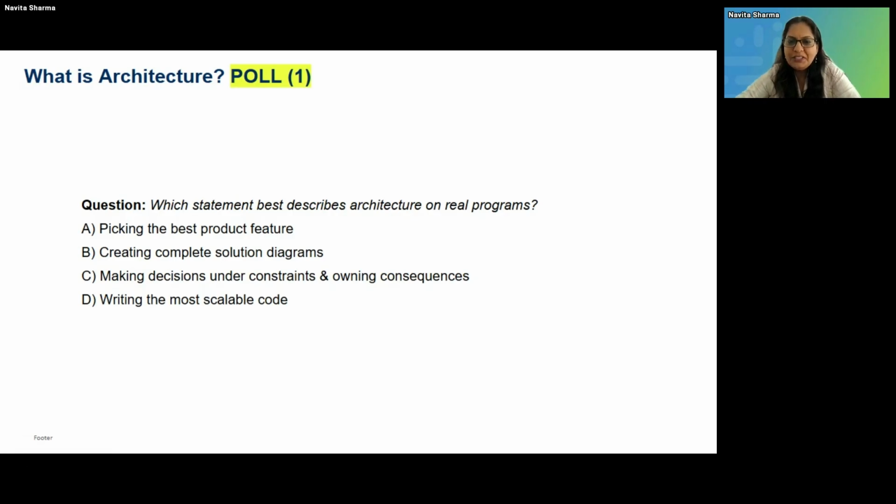But that doesn't say that an architect should not know about product best features. They should also know how to create diagrams, because that is a way of communication. And they should know how to really make a system scalable. So effectively, while all of it applies to an architect in a program, point C is very much closer to the best description, because this is about decision making under constrained situations.